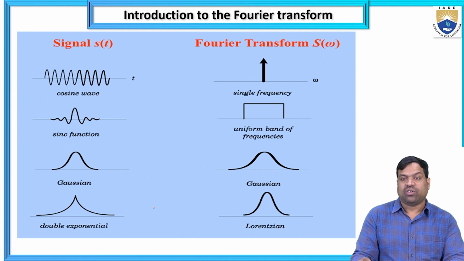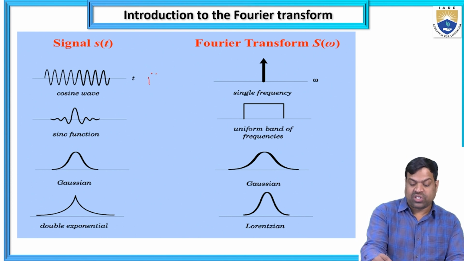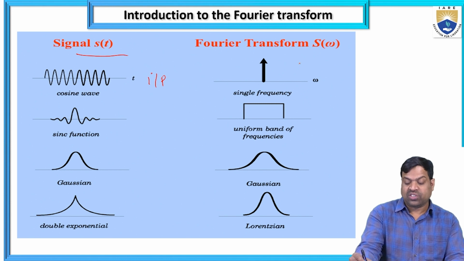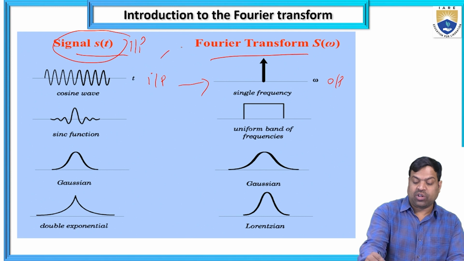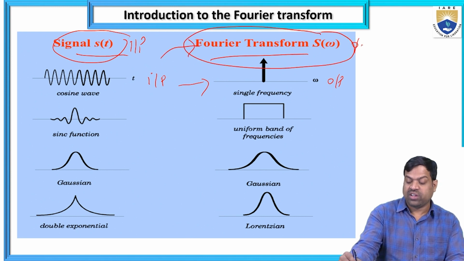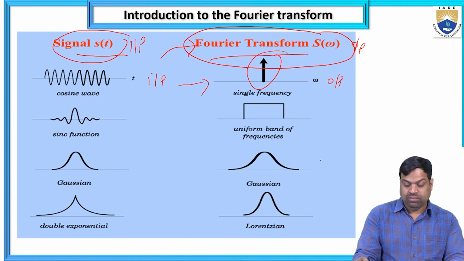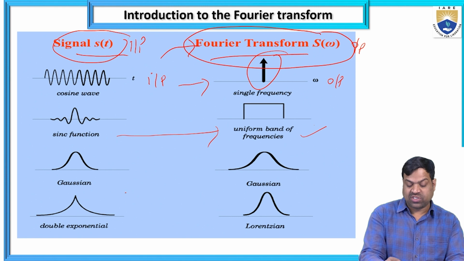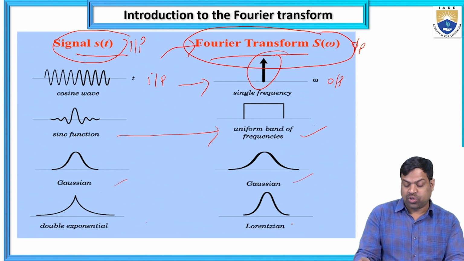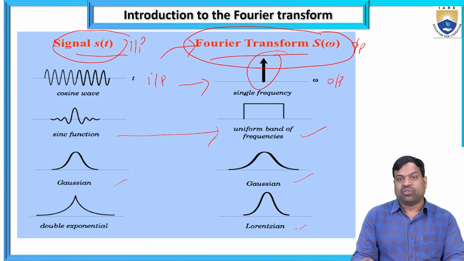Here the input signal is a cosine wave, that is a signal of S of t. So what is the Fourier transform for this one? The output is a Fourier transform. I have to convert the input into the Fourier transform, which I'm taking as the output. If I'm taking a sinc function, it is a uniform band of frequencies. Gaussian, it is a Gaussian, and a double exponential. Then a logarithm. So these are the four types of input signals, that is S of t, and four types of Fourier transform, that is the output signals S of omega.